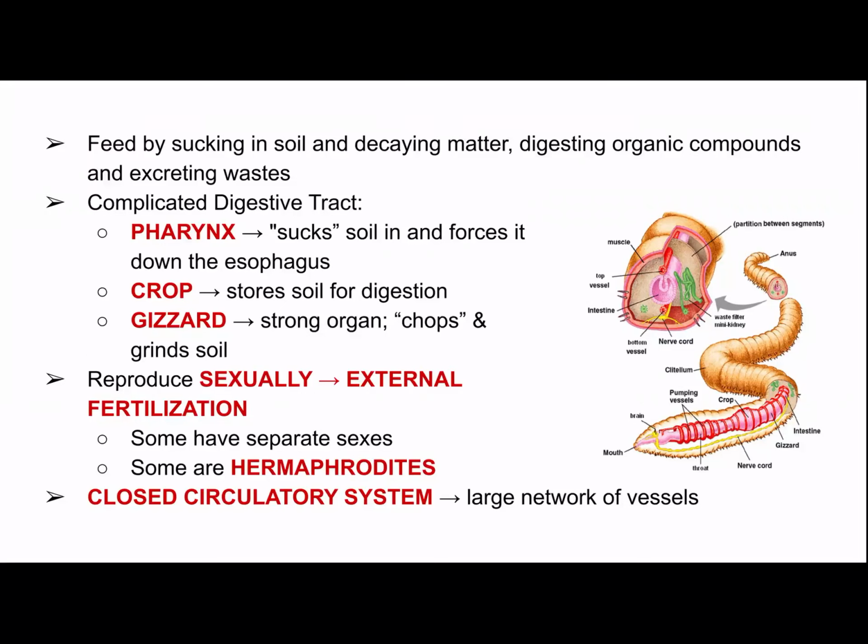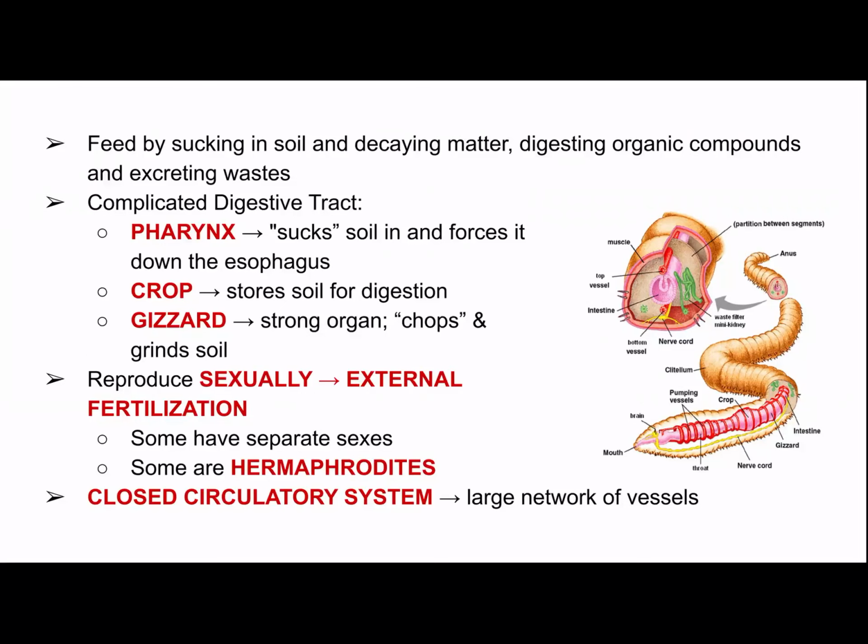They also have a crop, which is like a storage organ where it stores soil for digestion. Then they have a gizzard, which you can kind of liken to our stomach, in that it's a very strong organ that chops and grinds the soil. If you've ever eaten a large meal, and after the meal is over you sit down and you're relaxing and you can hear the noises and kind of feel your stomach churning, that's what they do. It chops and grinds the food that's in your stomach. The gizzard does the same thing for these worms.